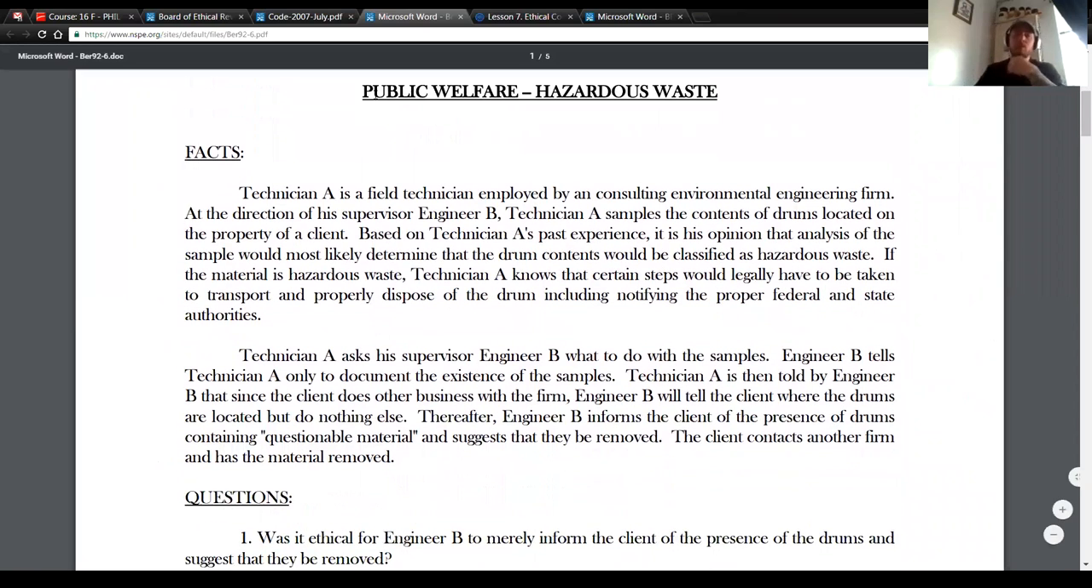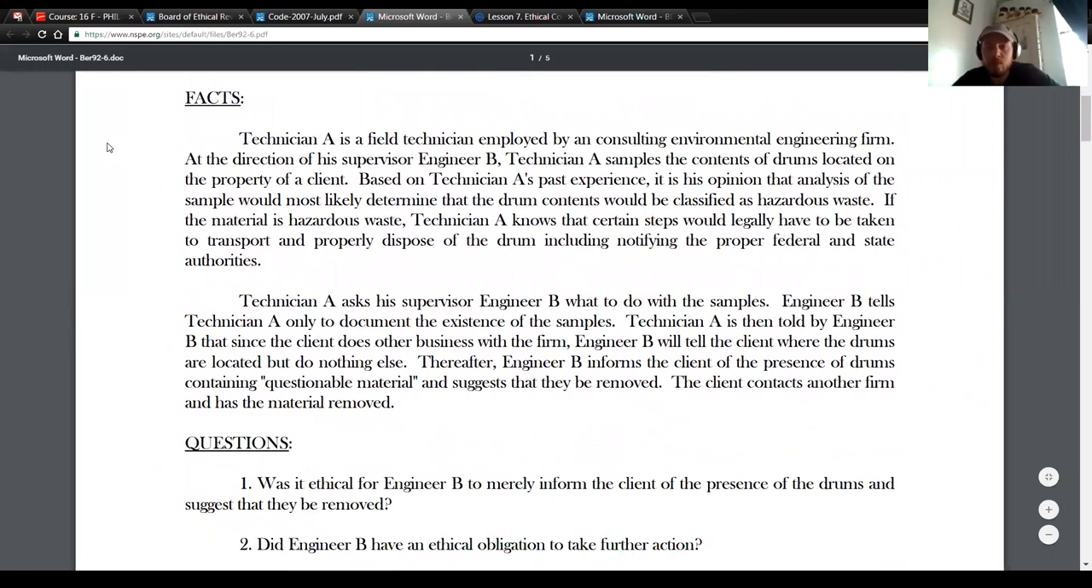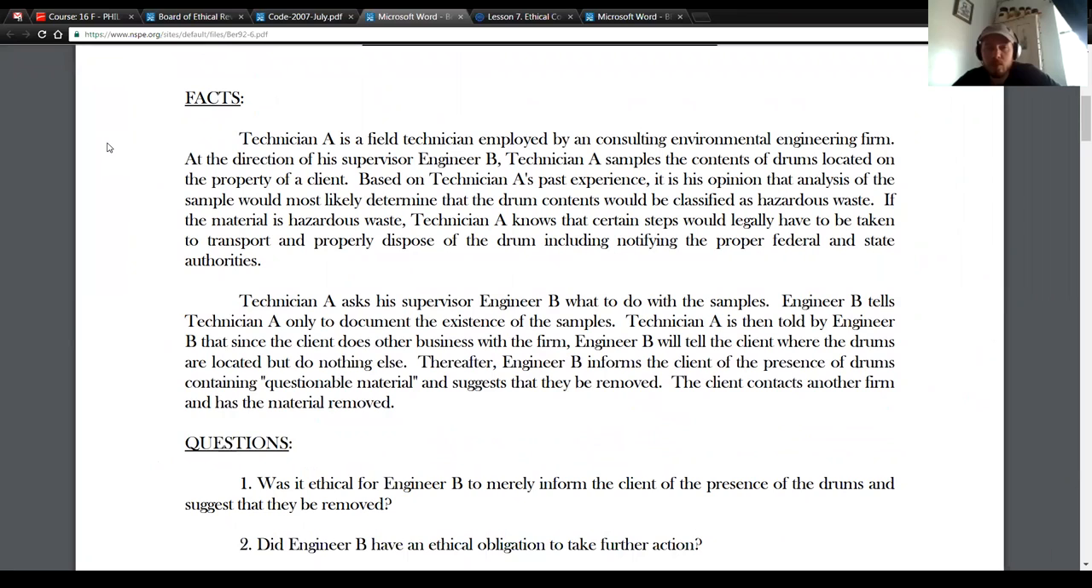So this is a case on public welfare regarding hazardous waste. Technician A is a field technician employed by a consulting environmental engineering firm. At the direction of a supervisor, Engineer B, Technician A samples the contents of drums located on the property of a client.